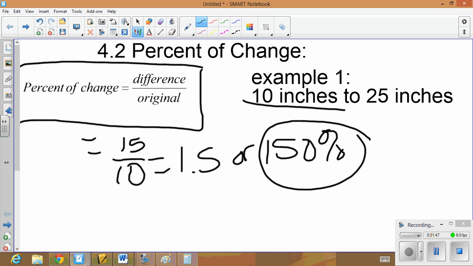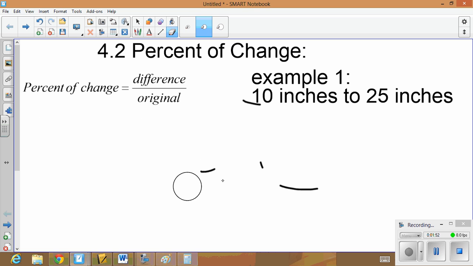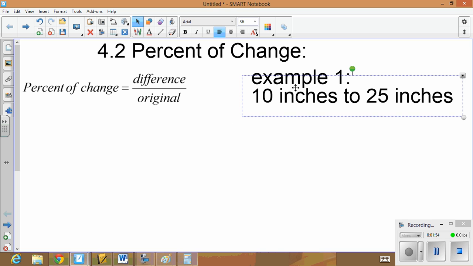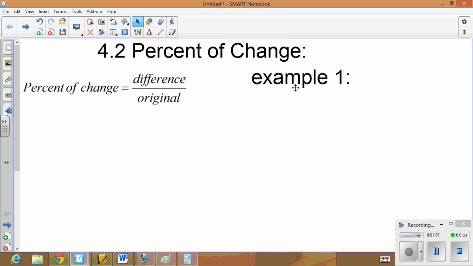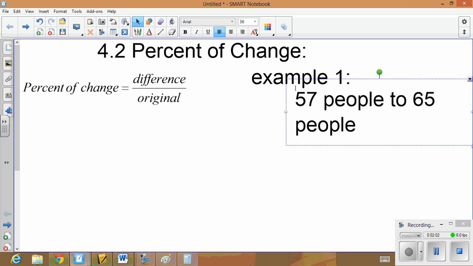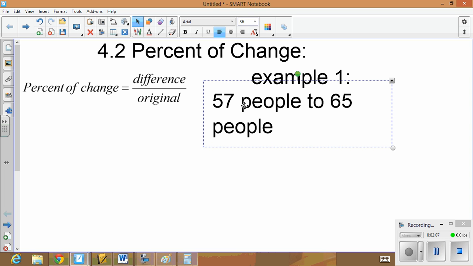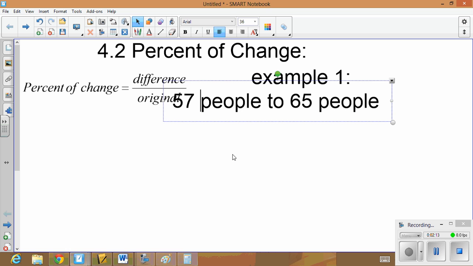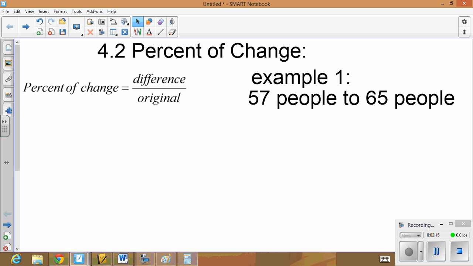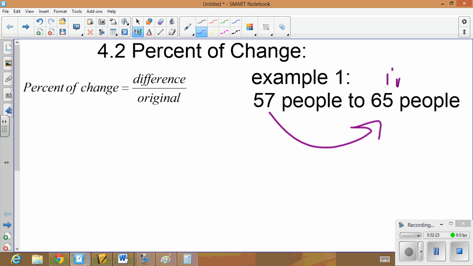Okay, let's take a look at another example. 57 people to 65 people. So say we were at a party and the number of people when you first arrived were 57 people, and by the time you left there were 65 people. So what is that percent? That would be a percent increase because our numbers went up.